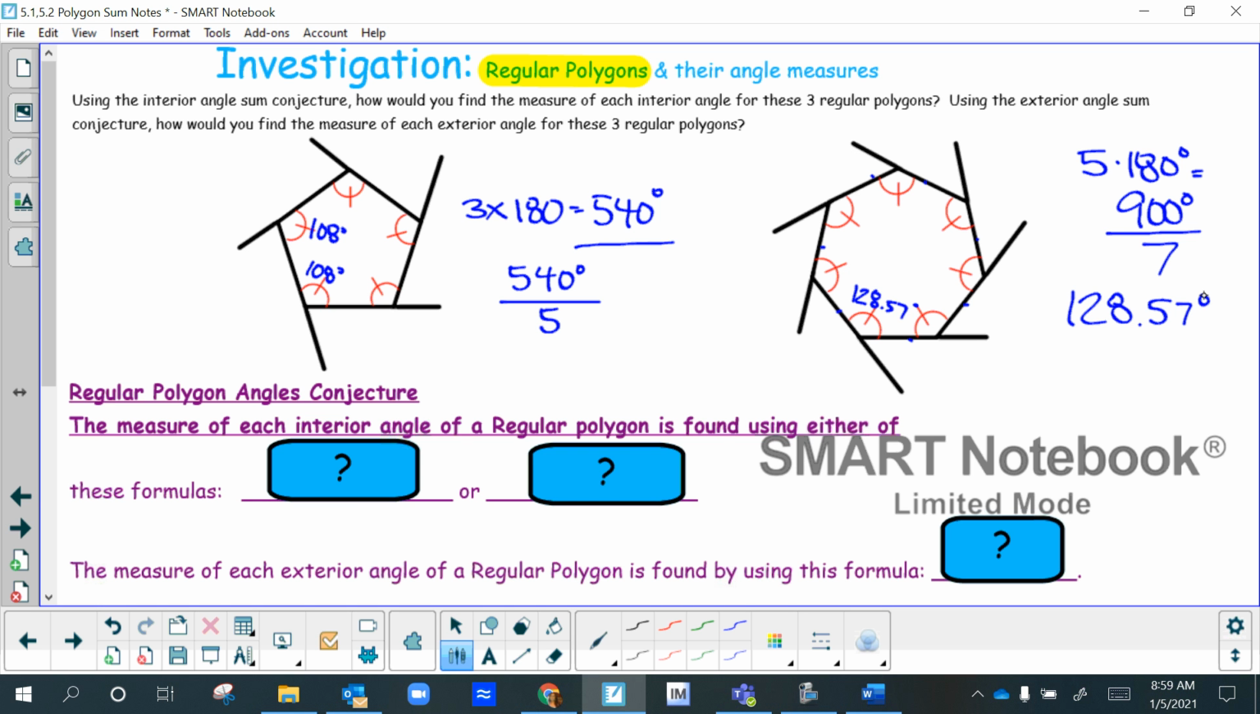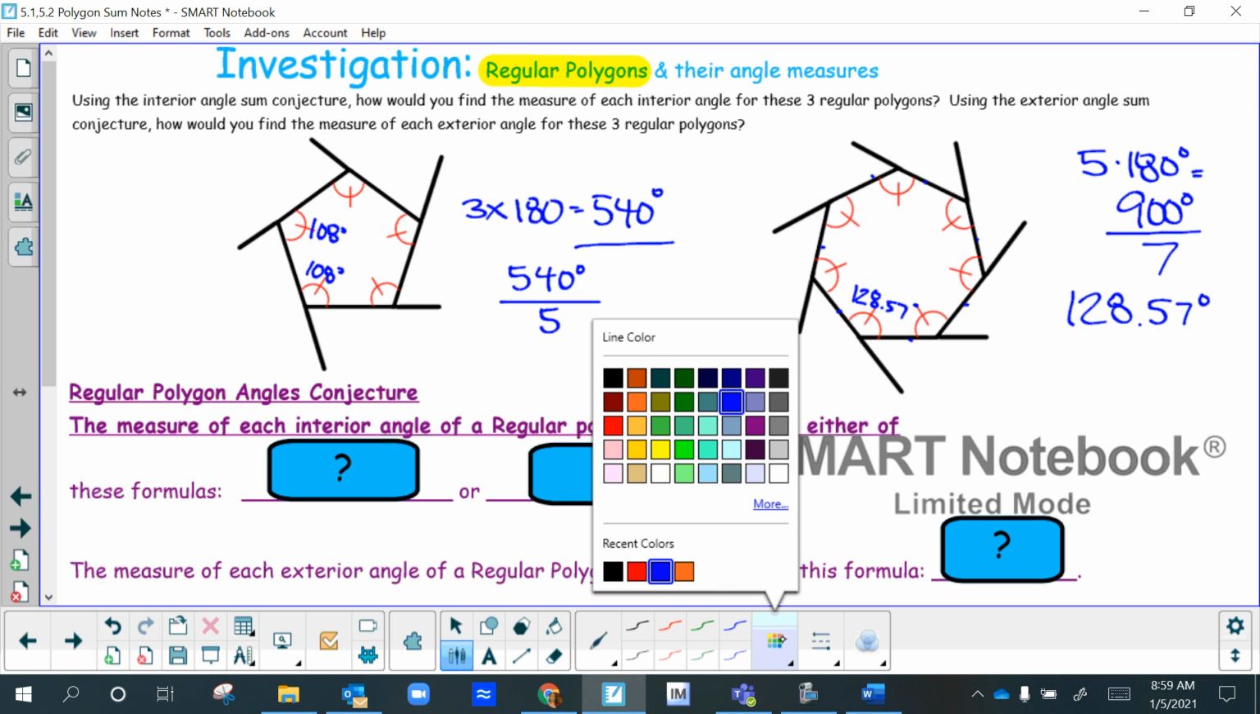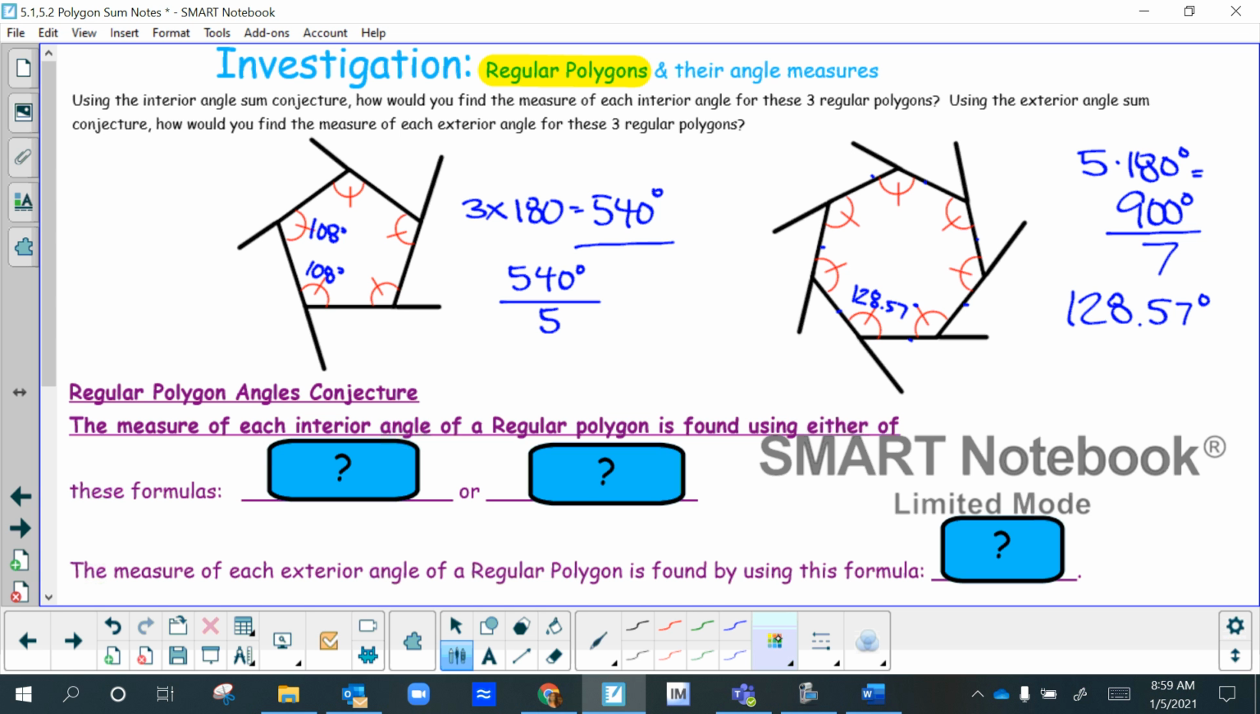So now what do we do for the exterior angles? For the exterior angles, this one's easy. What do all of the exterior angles add up to? 360 always. So all you have to do is take 360 and divide it by 5 exterior angles. In which each exterior angle is 72 degrees.